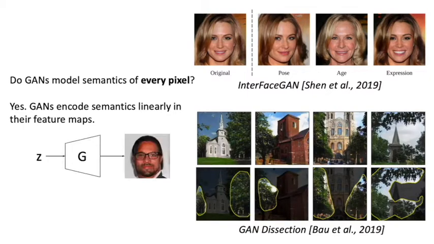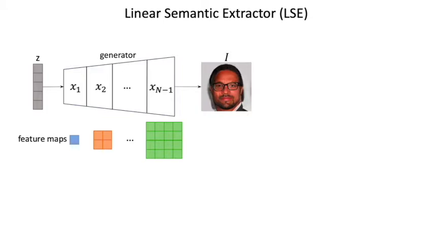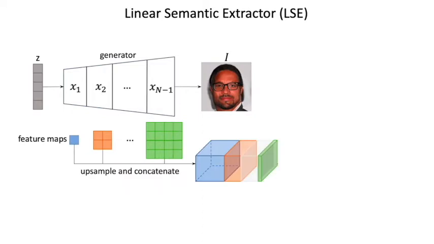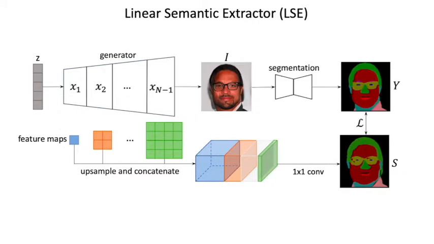When a GAN generates an image, we can extract a precise and accurate semantic mask from the generator using a learned linear transformation. Concretely, our linear semantic extractor is formulated as follows. Given a generator that maps a latent code Z into an image I and also produces a set of feature maps, the LSE first upsamples and concatenates all the feature maps into a block, and then applies a 1x1 convolution on top of it. The LSE is trained using the standard cross-entropy loss, where the segmentation labels are obtained with an off-the-shelf semantic segmentation network.